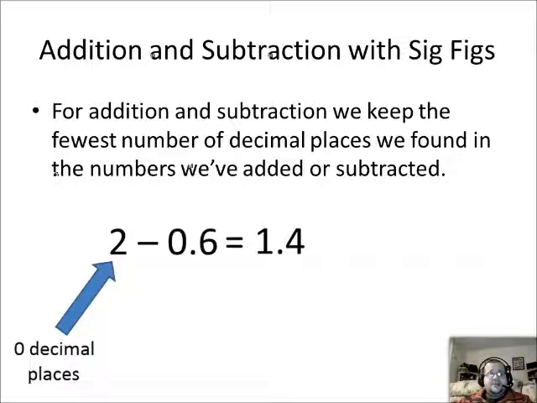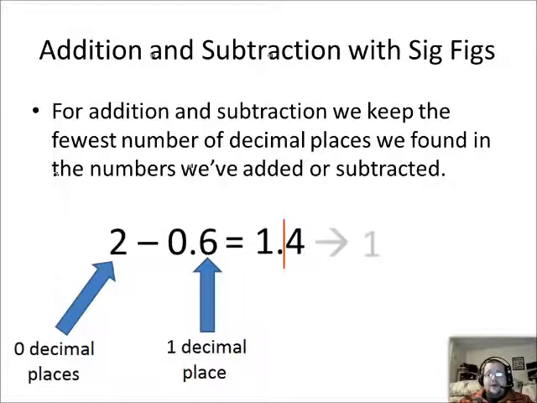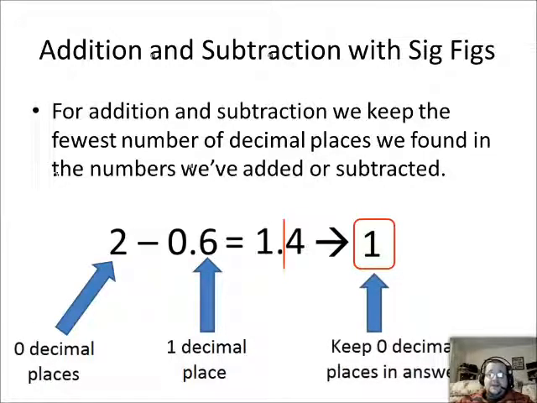2 has 0 decimal places. 0.6 has 1 decimal place. So when we get our answer, we should only have 0 decimal places in the answer, because we keep the fewest decimal places. So I'm going to draw a line in here on where we're going to cut off. If we had a 5 or higher value instead of just a 4, we would have to round up to a value of 2 for our answer. But as the first digit that we discard is a 4, we're not going to round up, and our final answer is just going to be 1, which keeps 0 decimal places in our final answer.